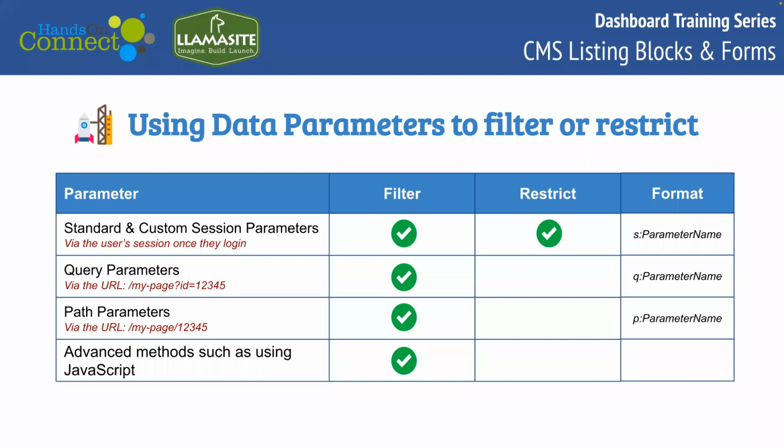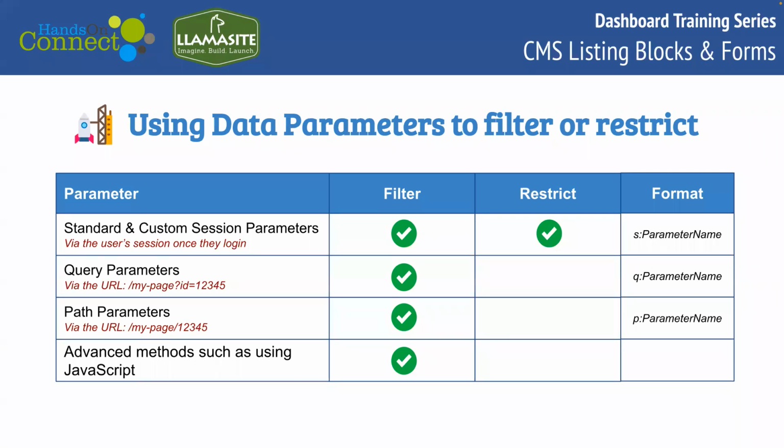So, and then there's a format, and you're going to see that all session variables start with an S: and then the name of the variable. There are also two other types of parameters: query parameters and path parameters, and we've actually used these all already. So I'm going to point them out.